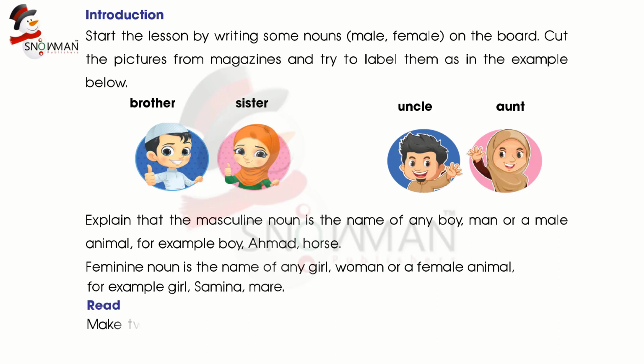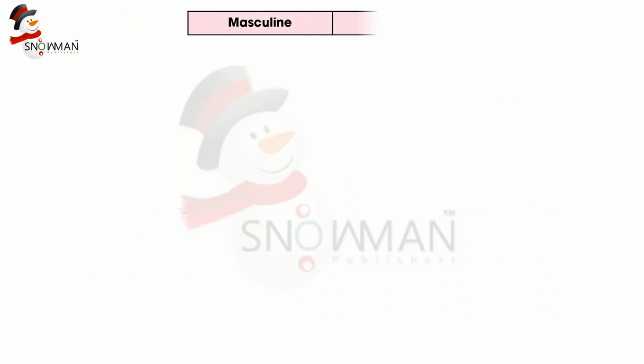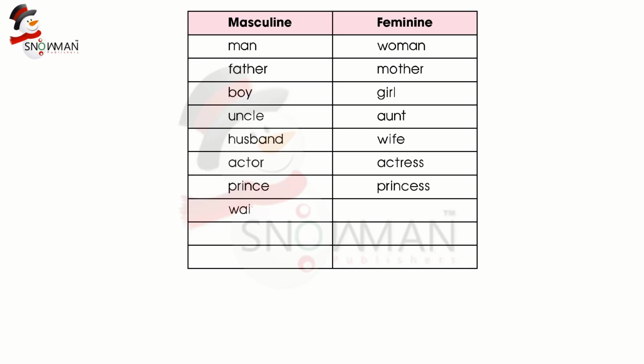Read: make 2 columns on the board and write the following genders. Read and repeat them with the whole class. Masculine, feminine. Man, woman. Father, mother. Boy, girl. Uncle, aunt. Husband, wife. Actor, actress. Prince, princess. Waiter, waitress. Cock, hen. Uncle, aunt.